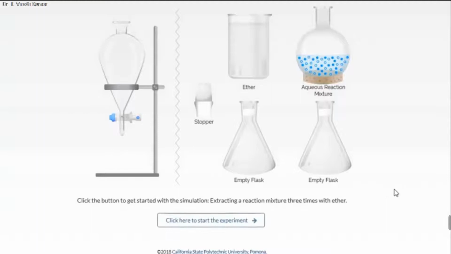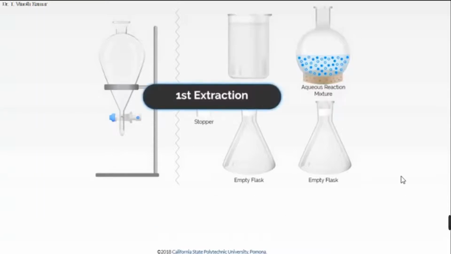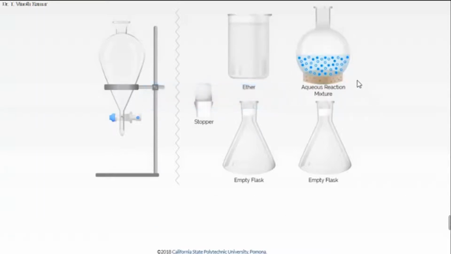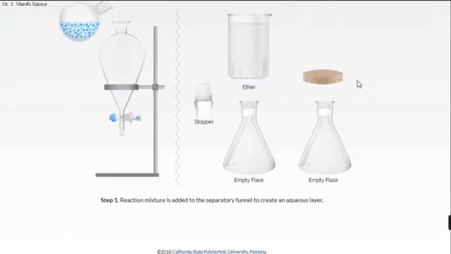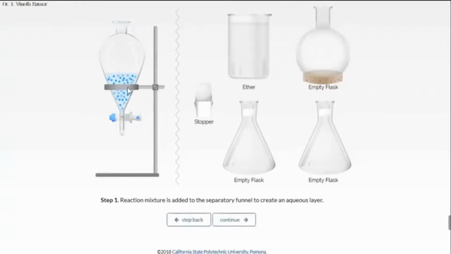So let's go ahead and get started with our animation. What we have here is a reaction mixture that has been quenched by adding water, so it's now aqueous. It's got a lot of components dissolved in it, and we're going to pour that in. Again, if you want to use a funnel up here to pour it more carefully, that's fine, so we don't get any spilling.